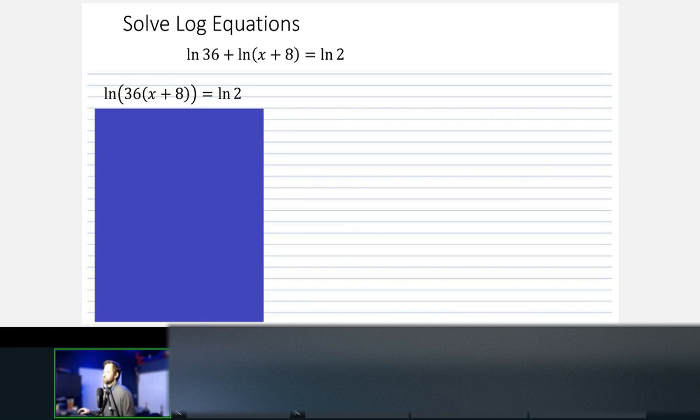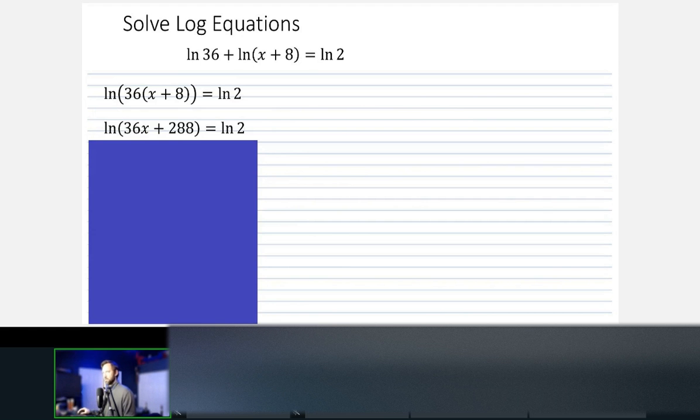Now we can distribute. What else? I guess we can do two things in one. We can remove the natural log. Yeah, because we have natural log of stuff equals natural log of stuff, we can just set the stuff equal to each other. It's what we've been doing, well, yesterday, I think, right?